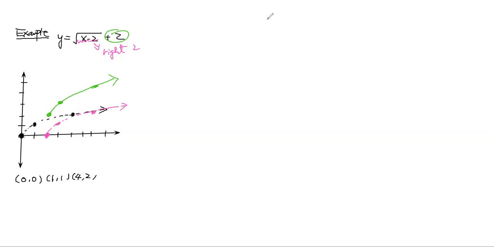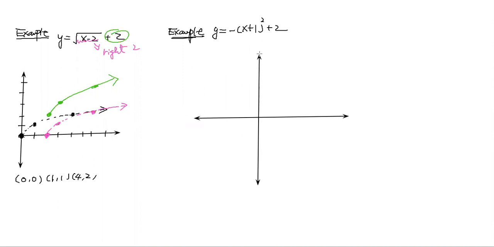Okay, so for the finale, let's do a pretty complicated one. This is y equals -(x + 1) squared plus 2. Okay, so let's do this one, and hopefully we can do that. Okay, hope that my lines are straight.